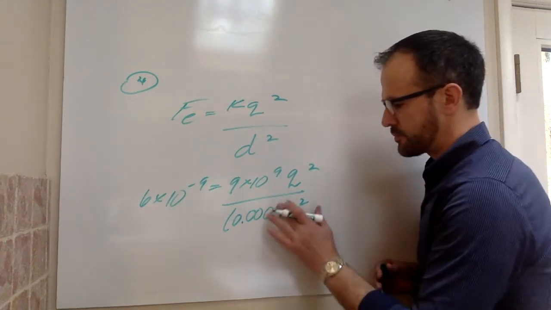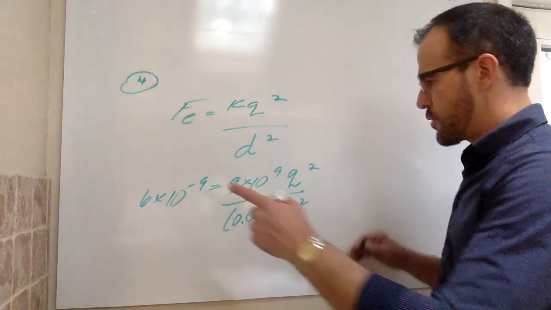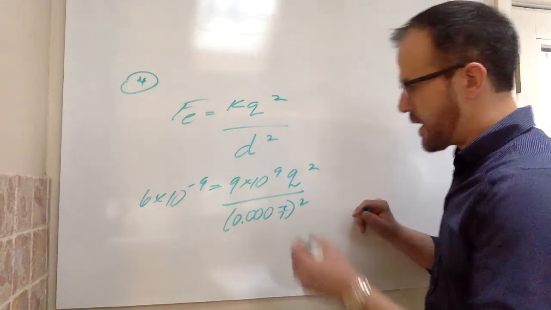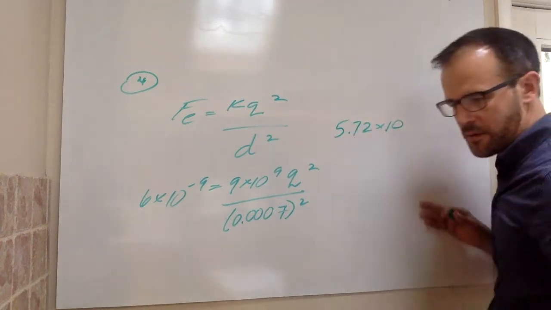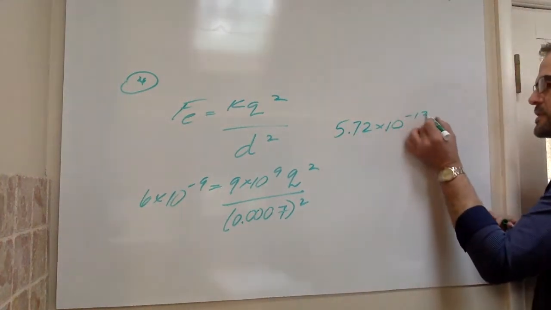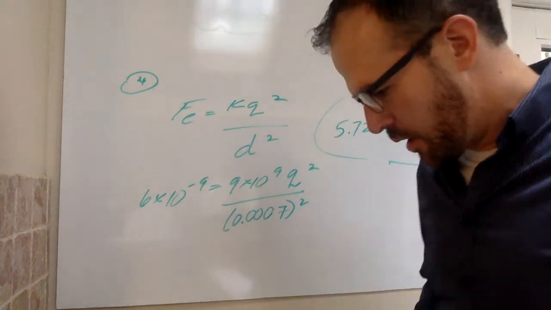Careful. So do your math, solve for Q. Remember, you got a square root at the end, and hopefully you should get 5.72 times 10 to the negative 13 coulombs. Cool. Last one.